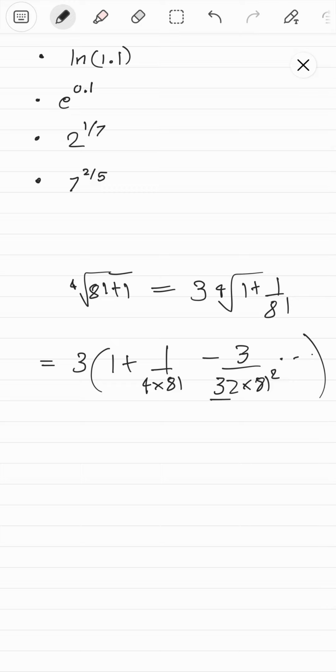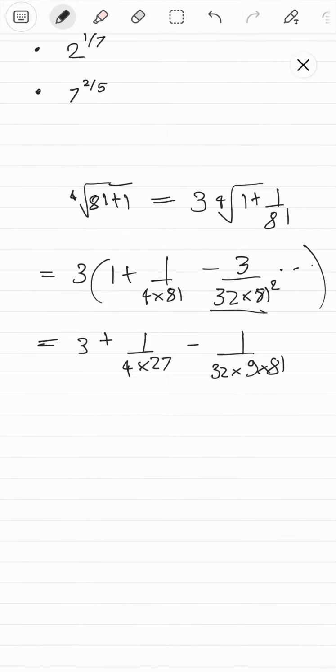Now as you can see, 81 is a really big quantity, so this whole term is very small, and similarly all the terms after this will be really small. So these three terms must be sufficient for a good approximation. So you get 3 plus 1 upon 4 times 27, and then minus 1 upon 32 times 9 times 81, I guess. So 3 plus 1 upon 108, I guess.